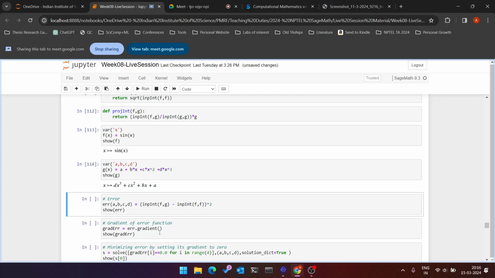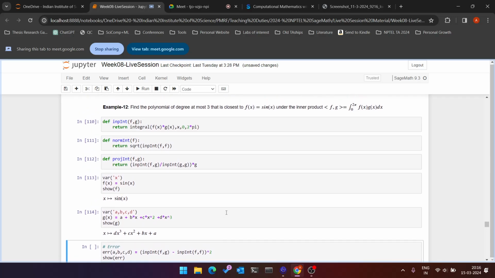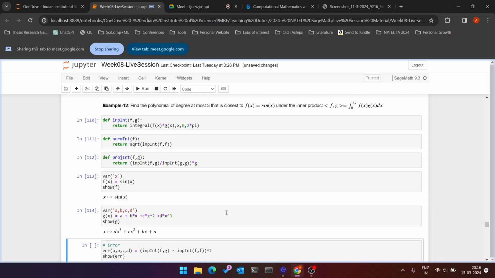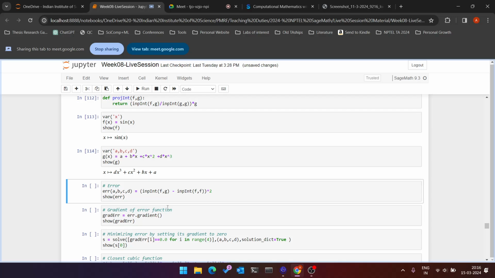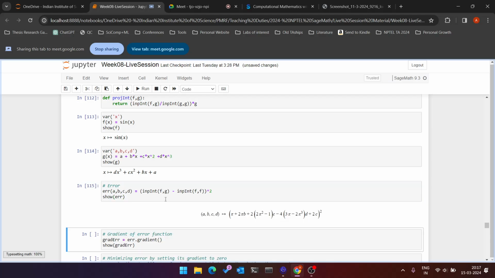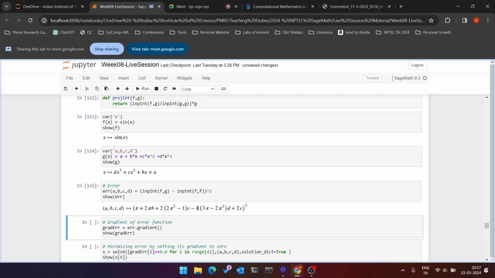Next, we define an error function. As I mentioned earlier, we want to look for closeness. So the metric that we have chosen is the difference between the inner product of f and g and the inner product of f with respect to itself. The square of that should give us the error function. So the error function looks like this.